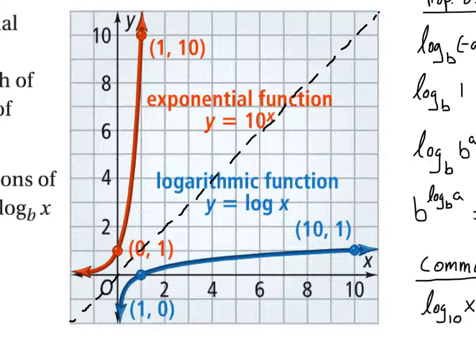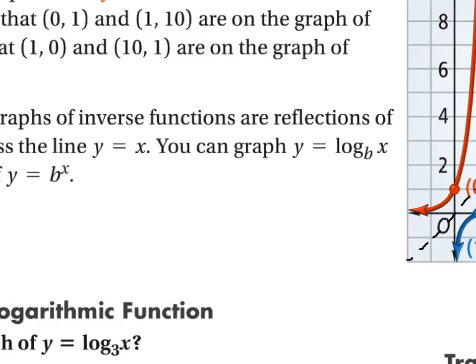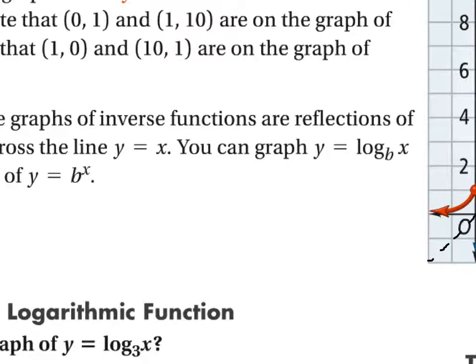Okay, so let's keep looking here. I said that they're inverses of each other. How did we get that they're inverses? Well, let's start out with our function y equals 10 to the x. When we did inverses, we said we flipped the x and the y. So let me go ahead and flip the x and the y. Okay, so there's the inverse.